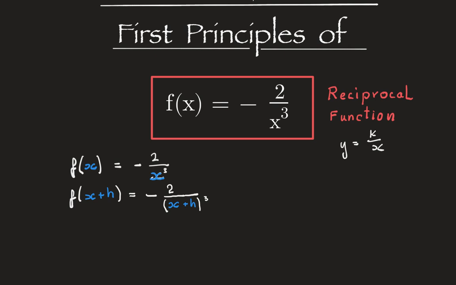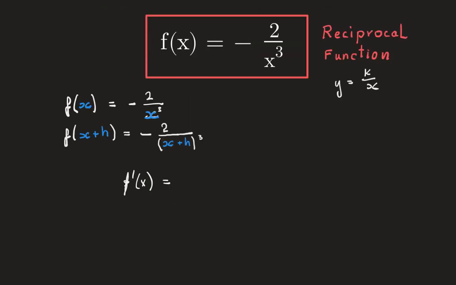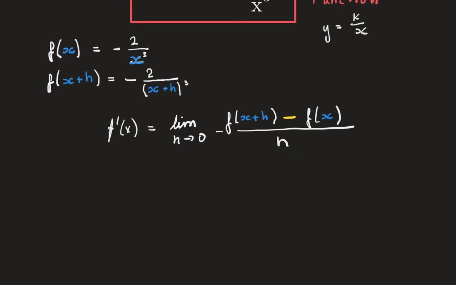To differentiate this function from first principles, we'll need to have a look at this function at 2 points, the point x and the point x plus h. And the formula for the derivative of this function is given by f'(x). Using the theory of limits, we say the limit as h goes to 0 of the function at x plus h minus the function at x, all over h. And we use these to substitute the above functions f(x) and f(x plus h).